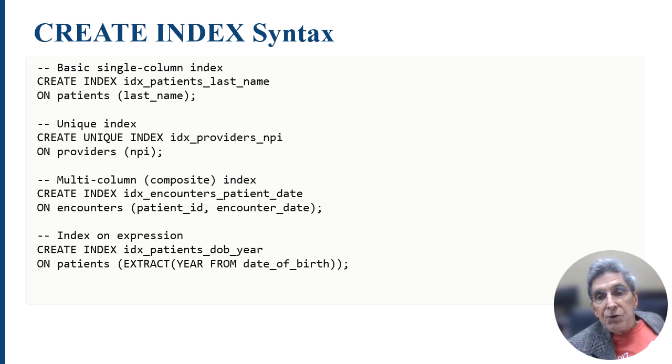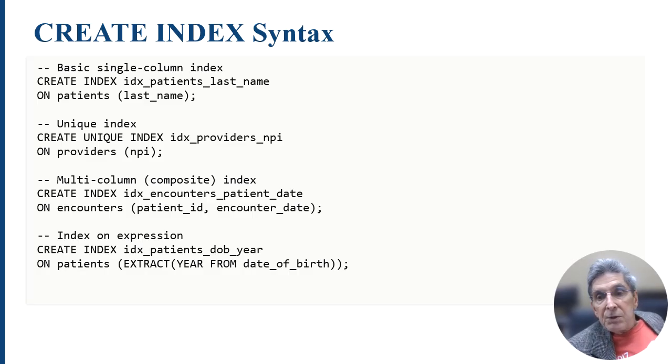Here we are indexing on 2 columns together, kind of merged, compound index, like patient ID and encounter date. This is particularly useful when queries frequently filter on both columns simultaneously, such as finding all encounters for a specific patient within a certain date range.